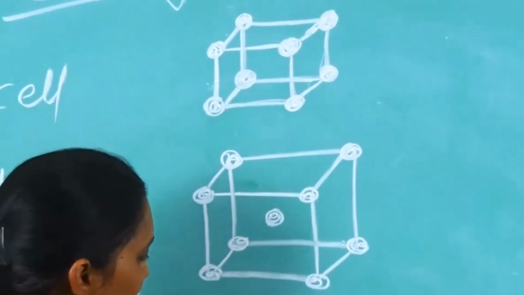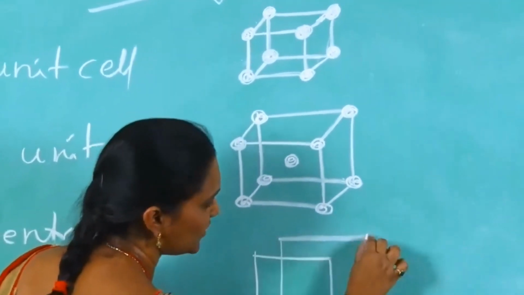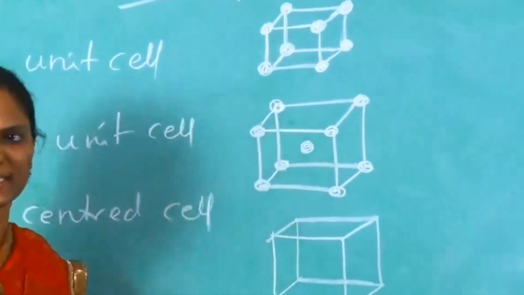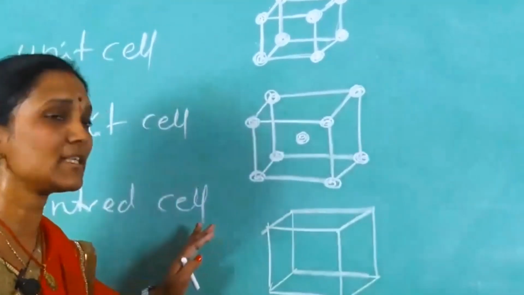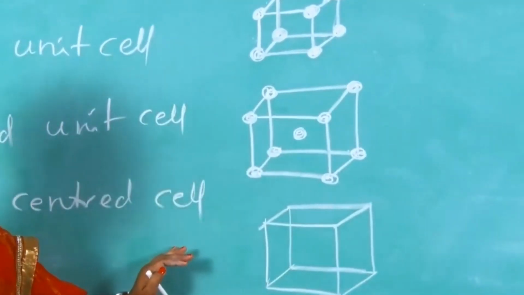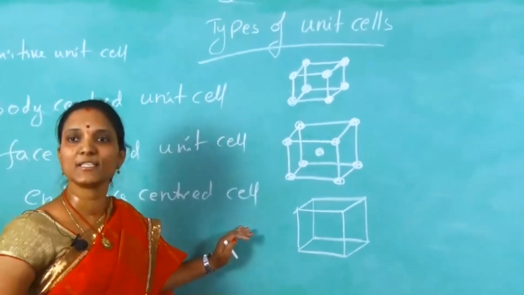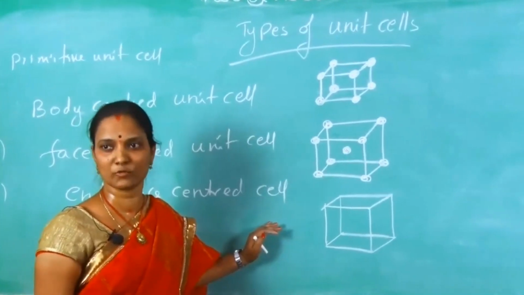Next, face center. Just the question is, in BCC, what is the position of constituent particles? In the test, practice sheet 1, I gave that one question also. What is the position of particles in BCC? We should mark the answer: the position of particles is corners and also body center. That option we should mark.